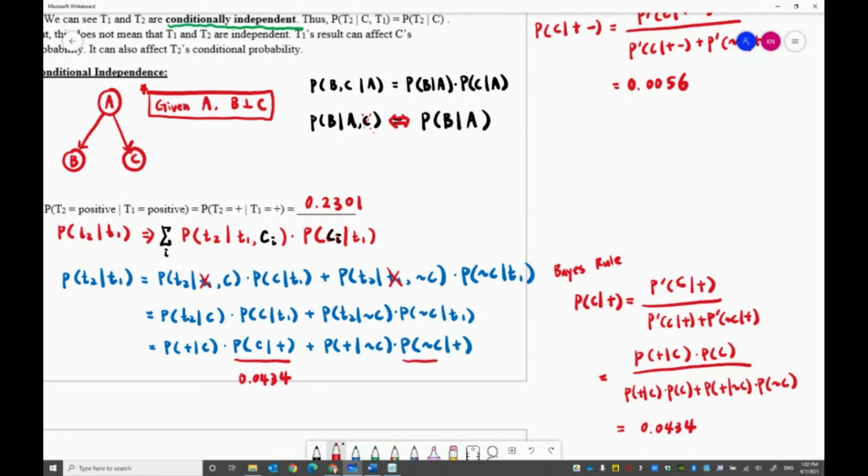How about the probability of not C given positive? Oh, the sum of those two is 1. So I can simply do 1 minus 0.0434 because they have the same given. Now you have all the numbers. The probability of positive given C is 0.9 from the problem on the top. Positive given not C is 0.2. So if you calculate all those numbers, you're going to get around 0.2301.